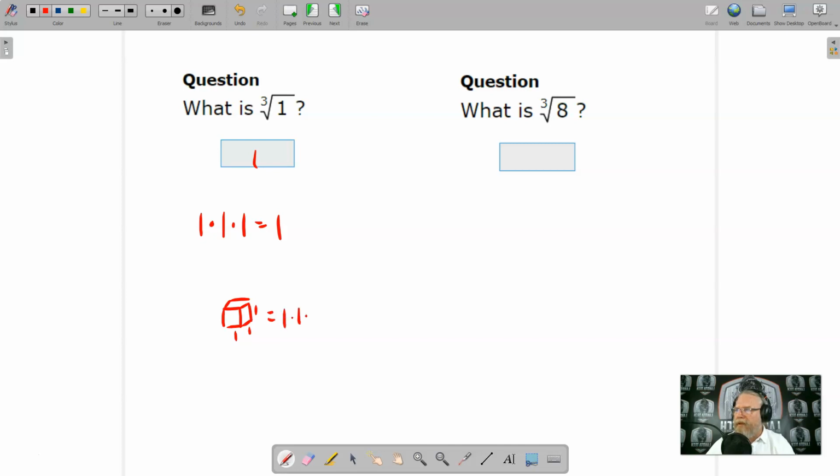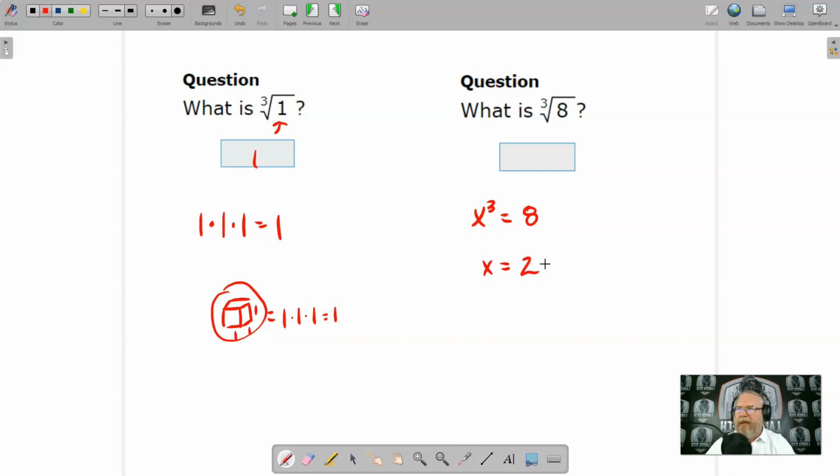1 times 1 times 1 equals 1. So we end up with just 1 cubic unit. And that's what this radicand symbol is: how many cubic units would there be in that cube? On the next question, what is the cube root of 8? So some number times itself 3 times would equal 8. So we're looking for x to the third equals 8. So what is the value of x?